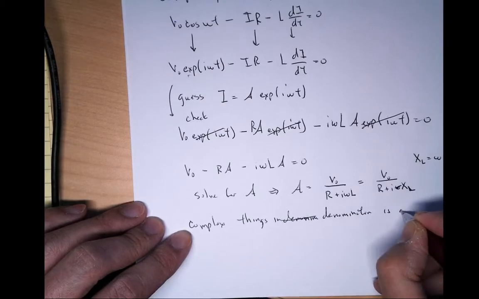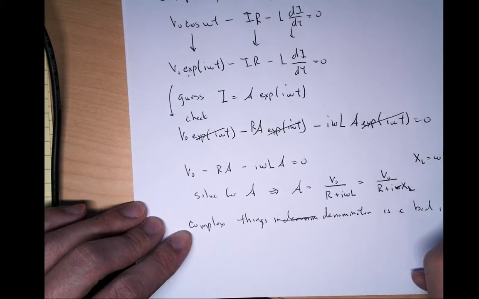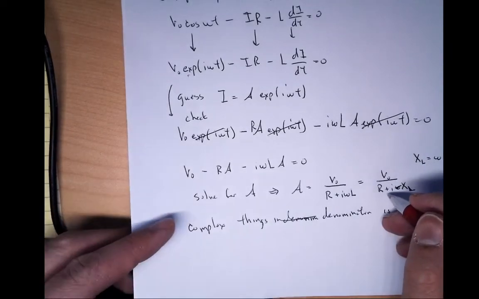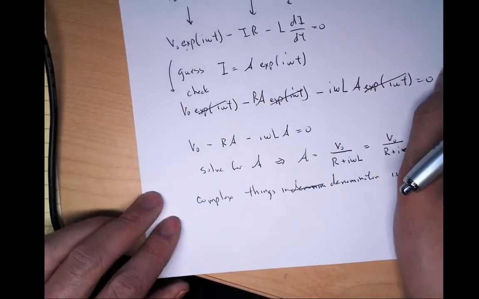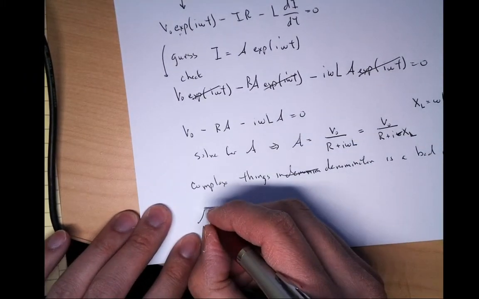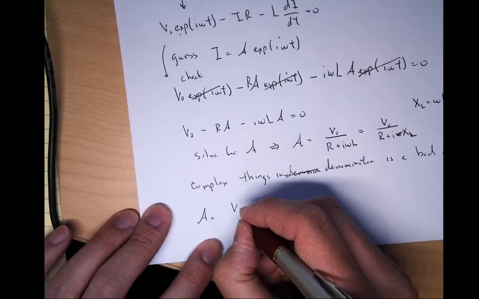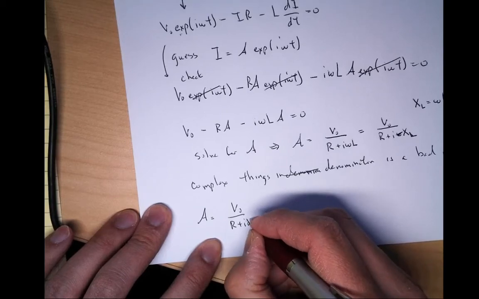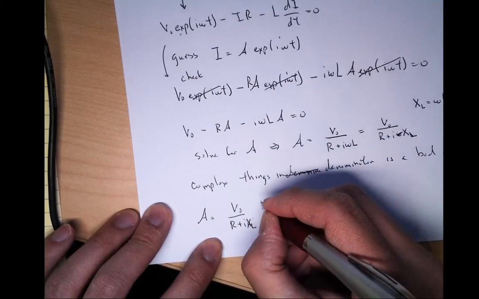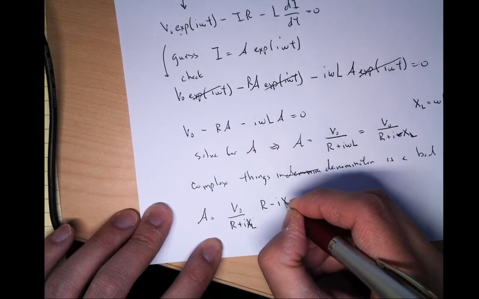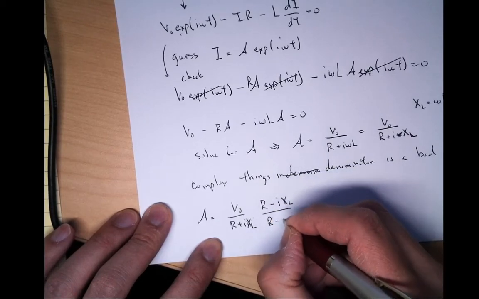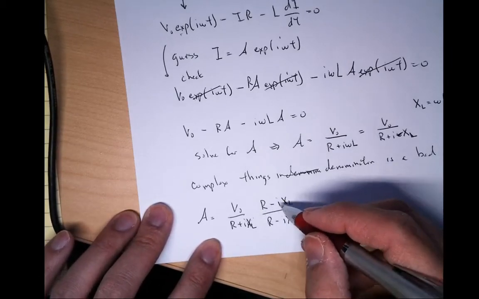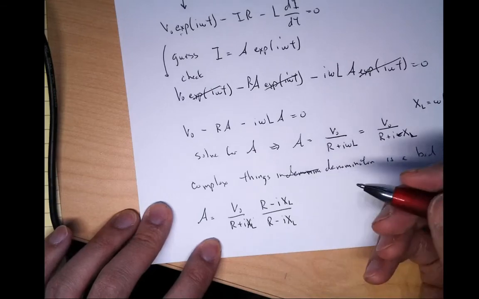Denominator is a bad idea. So basically, I would bring it up to the top. The key to do that is to multiply by the following. Okay, so you multiply by a very special form of 1. So A is equal to, let's write that down, V0 over R plus i omega L, and we'll multiply by R minus i X_L divided by R minus i X_L. So this here is just 1, but it's just written in a very special form.